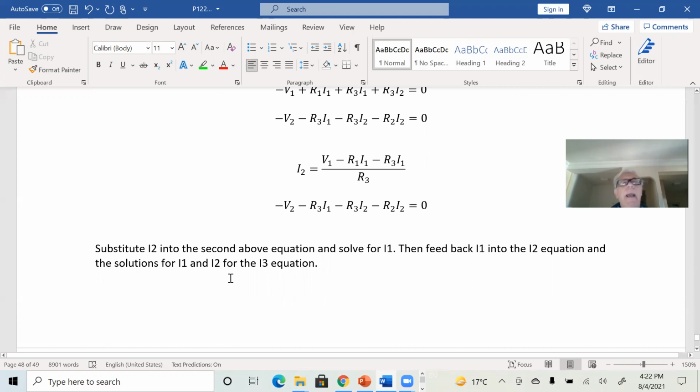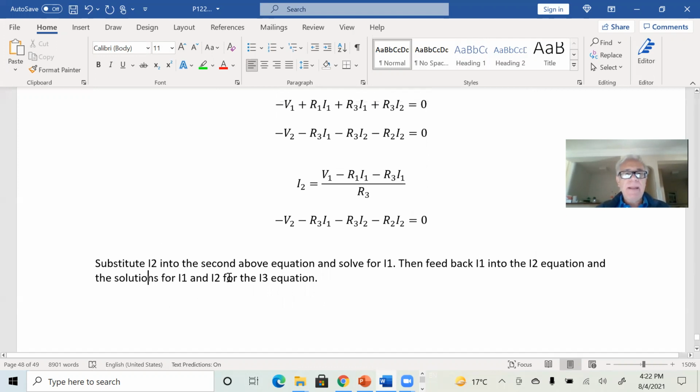So basically, I'm not going to finish this problem. You can do that yourself. I want you to practice. This is just an algebraic type of problem, and you can do that easily.